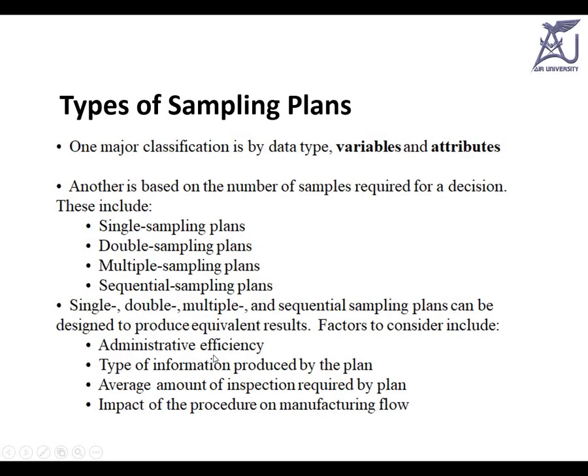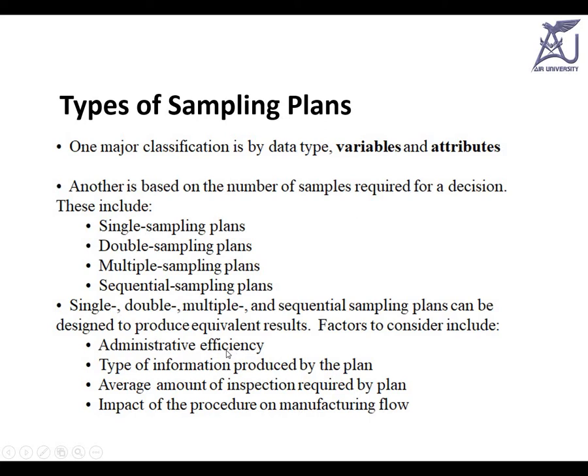Okay, coming to the types of sampling plans, there are many types of acceptance sampling, but we will be studying single and double, though double can be extended up to multiple and sequential. So we will start with the single first, and then we will cover double sampling, but we will not be covering multiple and sequential. However, you can use the double sampling approach for multiple sampling plans as well.